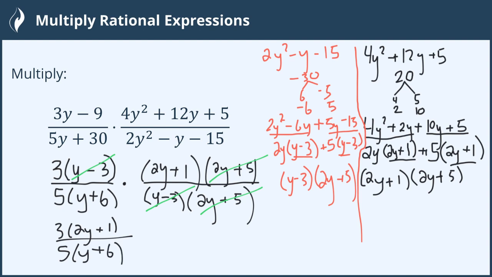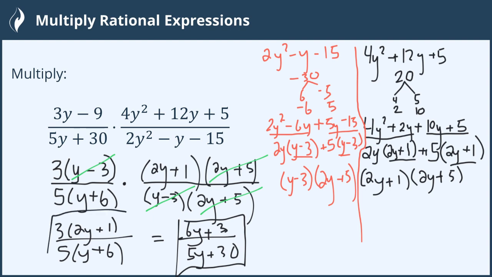Now that's a perfectly acceptable answer, but we could also distribute if you want. You could distribute the 3 and say that would be 6y plus 3. And distribute the 5 and say that would be 5y plus 30. So either one of these answers, these are equivalent. And that is what you would get when you multiply those rational expressions.